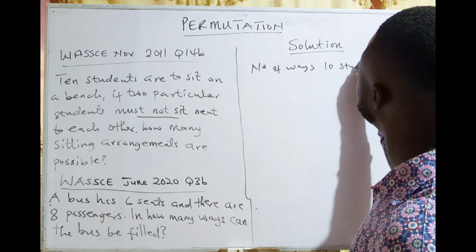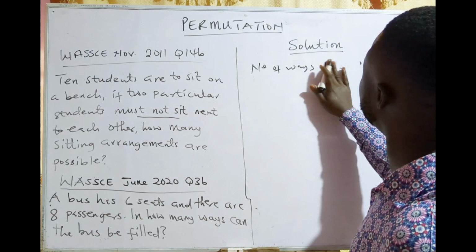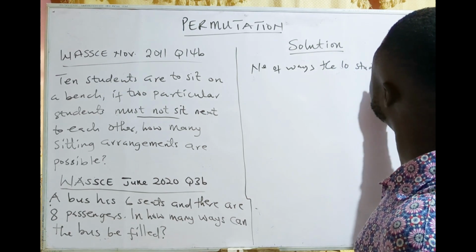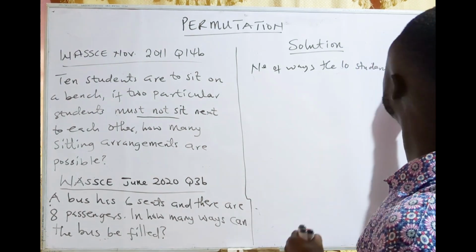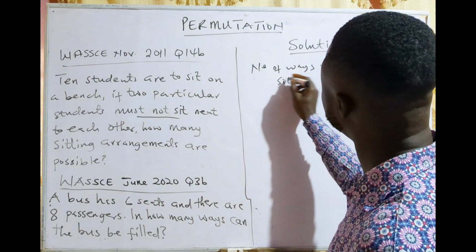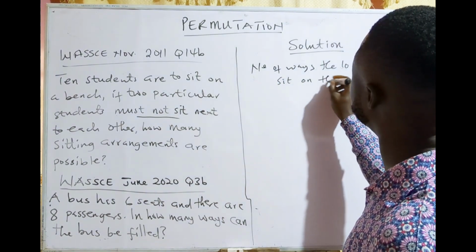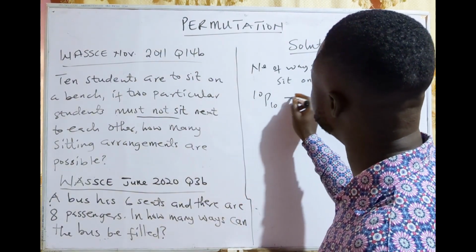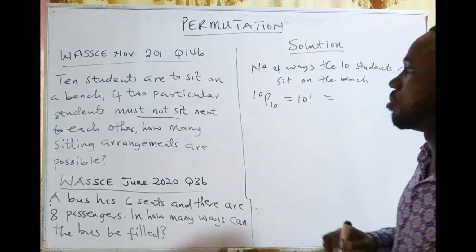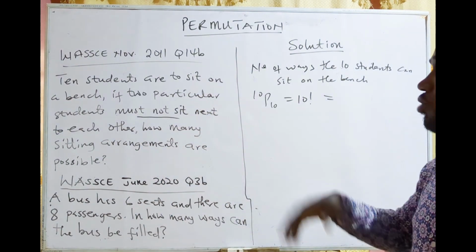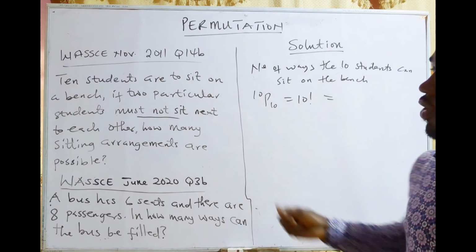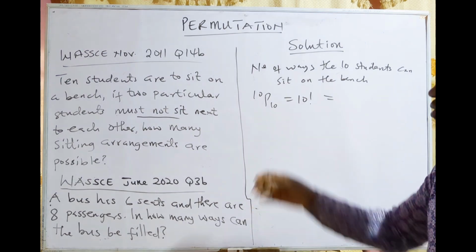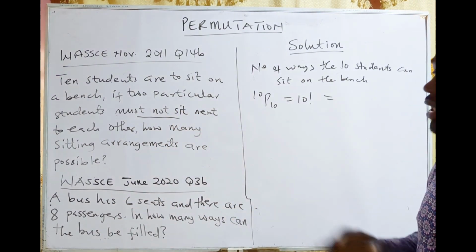All right, so you say number of ways the 10 students can sit on the bench. Okay, that is 10 permutation 10, that is 10 factorial. So these are the number of ways that the 10 students can sit on the bench if there is no condition, if there is no restriction. And if we want to get the number they must not sit next to each other, then you find the number of ways they must sit next to each other. Then you subtract and get they must not sit next to each other. I believe that is clear.